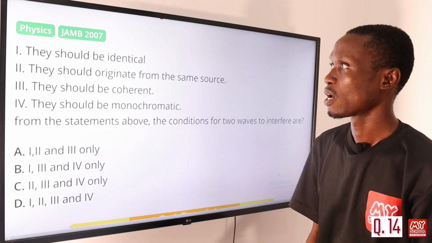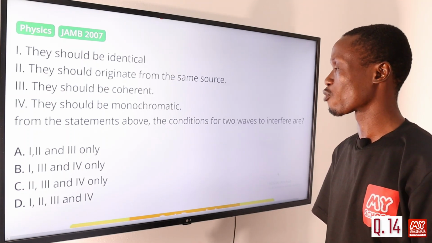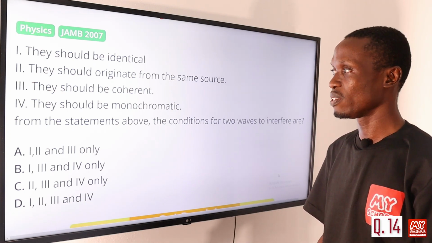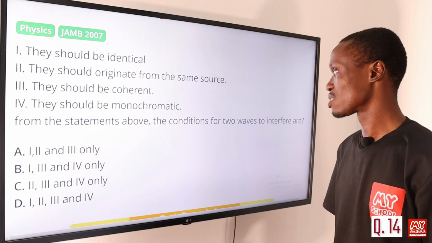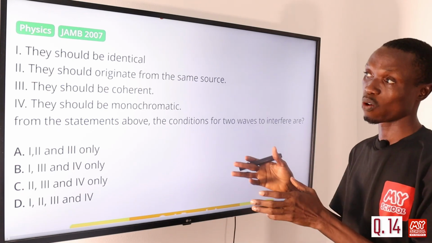Question 14. I, they should be identical. II, they should originate from the same source. III, they should be coherent. IV, they should be monochromatic. From the above statements, what are the conditions for two waves to interfere? Let's analyze them one after the other.